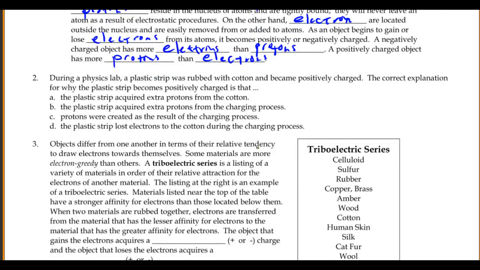Okay, so we rub a plastic strip with some cotton, and the plastic strip became positively charged. The correct explanation would be that in order to get the plastic strip positively charged, we had to take electrons away from it. So nothing can acquire extra protons. Protons can't be created. It's always the loss of electrons. Now that means the cotton would have become negatively charged because the total amount of charge between the two had to stay the same.